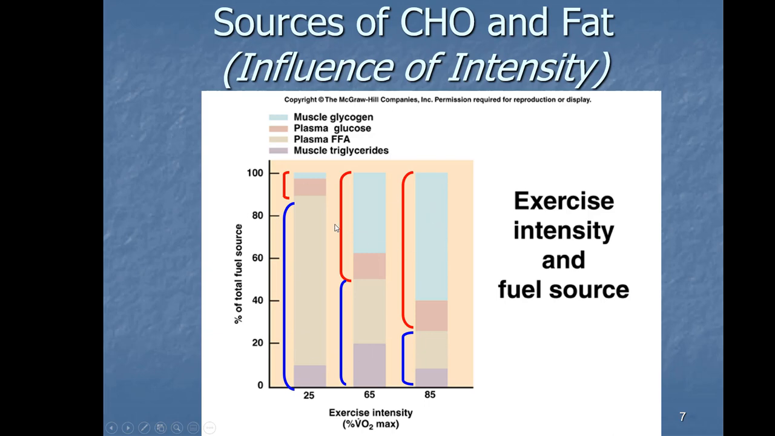As far as the rationale for this, I wanted to think about it in a simple way. As intensity goes up, you tend to rely more and more on what's within the muscle. That makes complete sense when you think about it. When intensity is high and you need energy really quickly, it's easier for the body to use what's already in the muscle instead of trying to get it from out in the blood. And that's an easy way to remember what's going on as far as the sources of carbohydrate and fat.